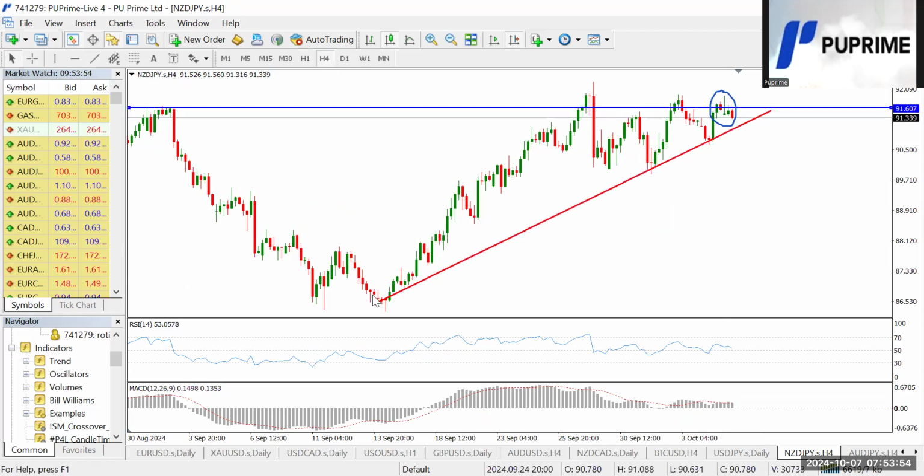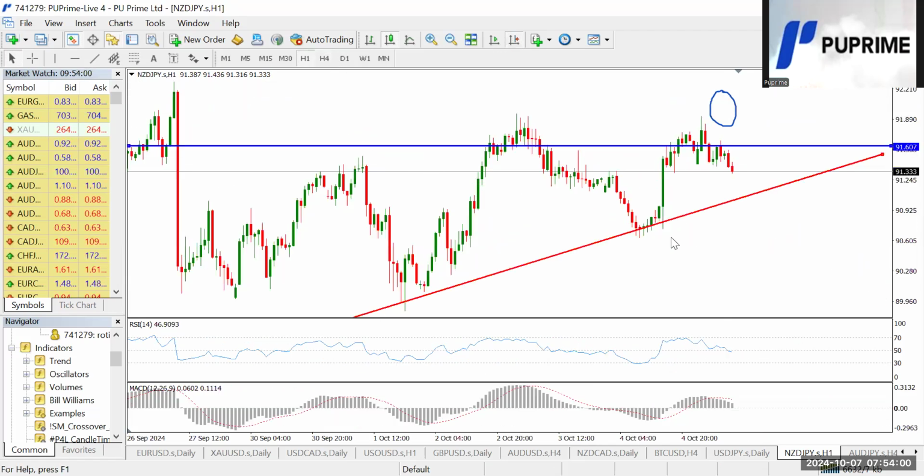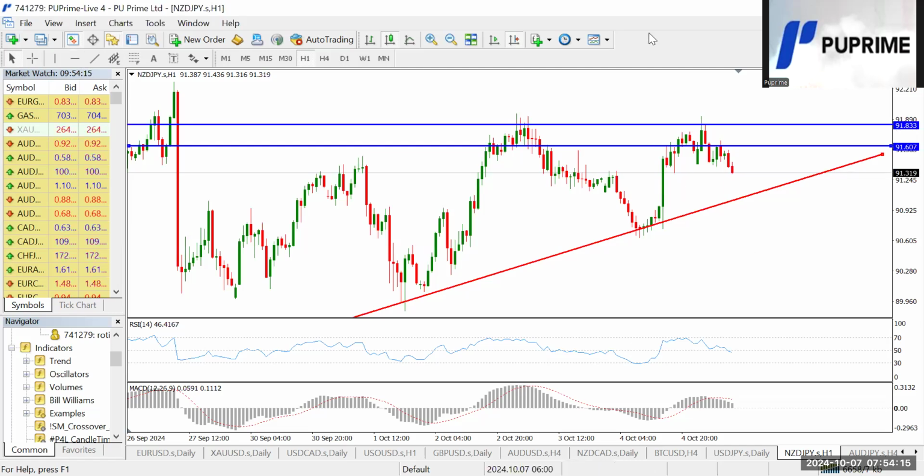We can draw our trend line right there on 4 hour, and let's check it out on 1 hour also. If price breaks out below this trend line, then you can trigger a sell. It's looking like it's already in a bearish movement, but let's follow the rules and wait for a clear breakout. So yes, we're bearish on the New Zealand JPY, just like we are on the AUD JPY.